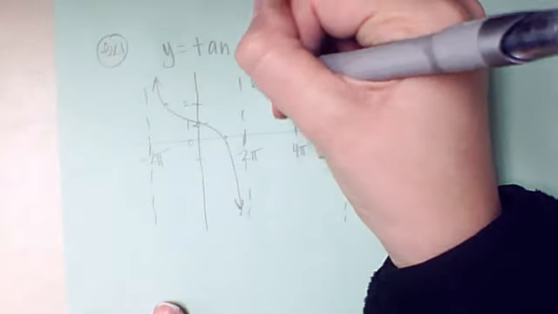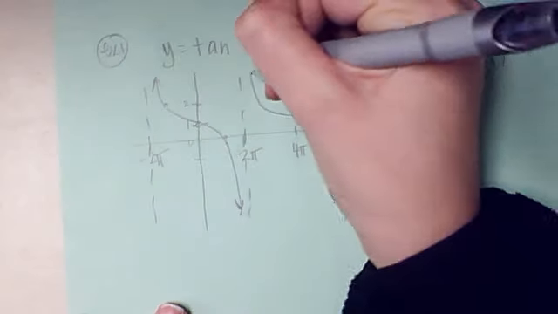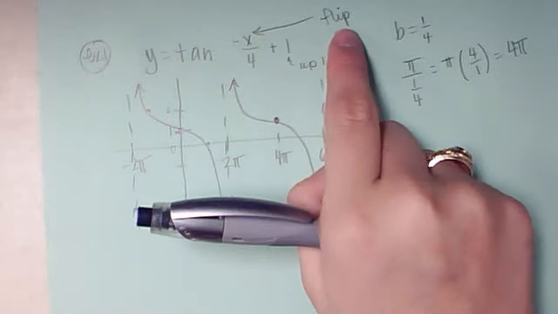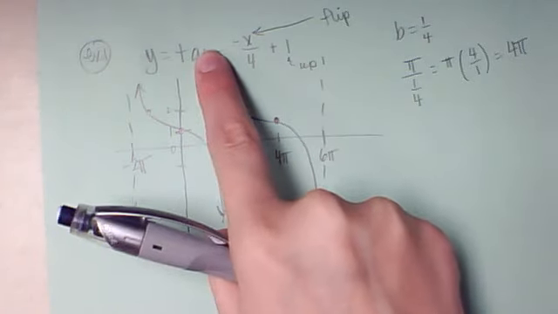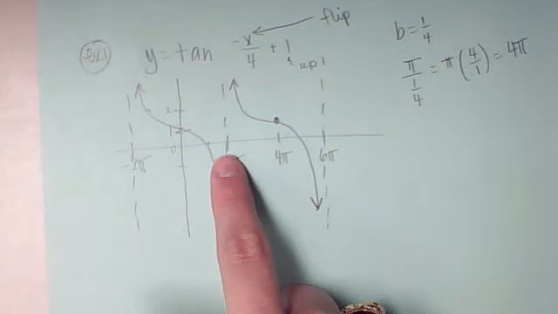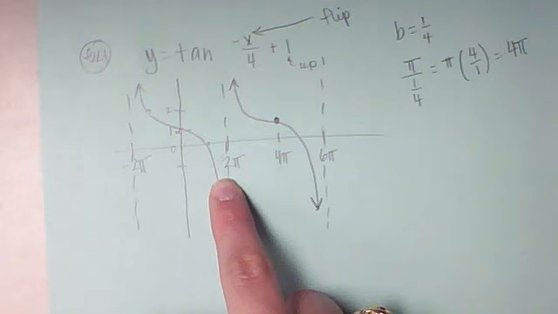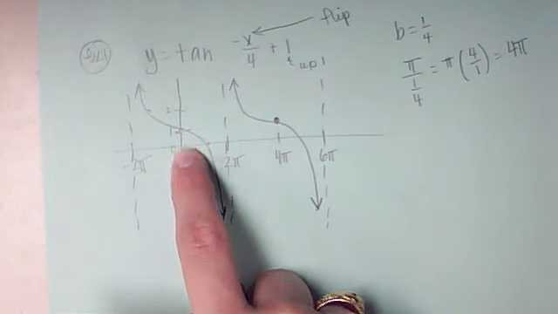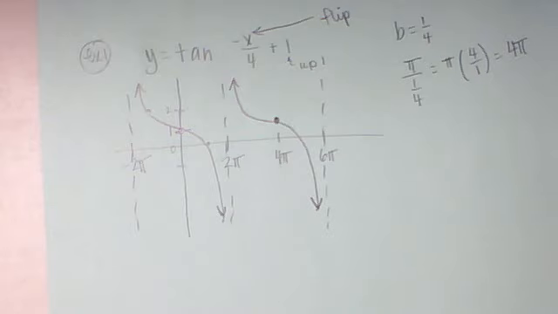Notice that I'm giving you a very rough sketch here, but I've still taken every piece into account. It has been flipped, because normally tangent would go in this direction. It has changed the period. It's now negative 2 pi, which is a total of 4 pi. And it's been shifted up by 1, so it crosses through 1 instead of through 0. And that's all of my transformations.